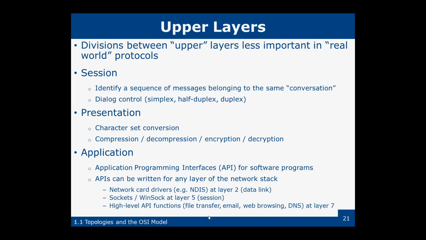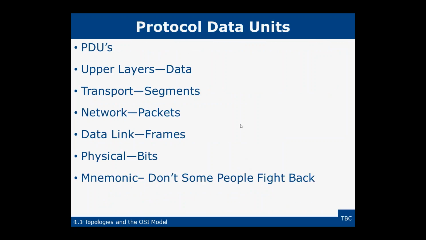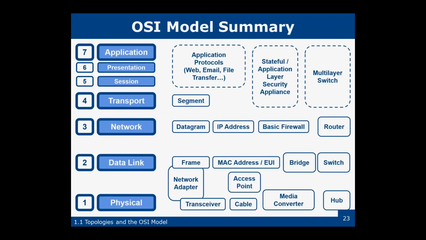The application layer: application programming interfaces for software programs can be written for any layer, but at the application layer, what we're talking about here are things like web servers or email servers or FTP servers. We're not talking about Microsoft Word or Excel. PDUs, the protocol data units at each of these layers: sometimes you get asked things like this and sometimes you don't. So we have segments, packets, frames, and bits. At the upper three layers, we have data, and my mnemonic is "Don't Some People Fight Back" so that hopefully you can remember these things.